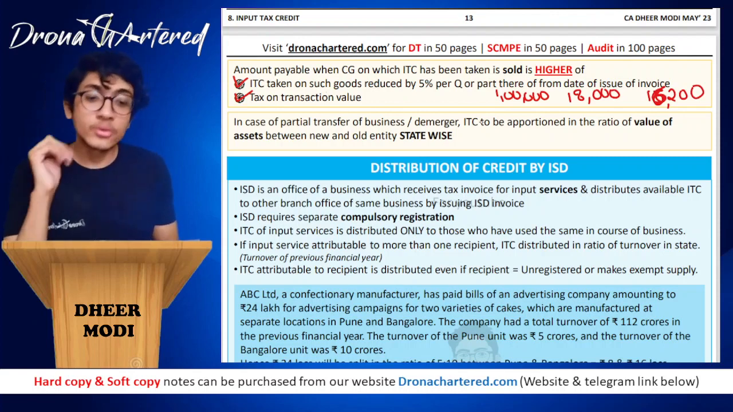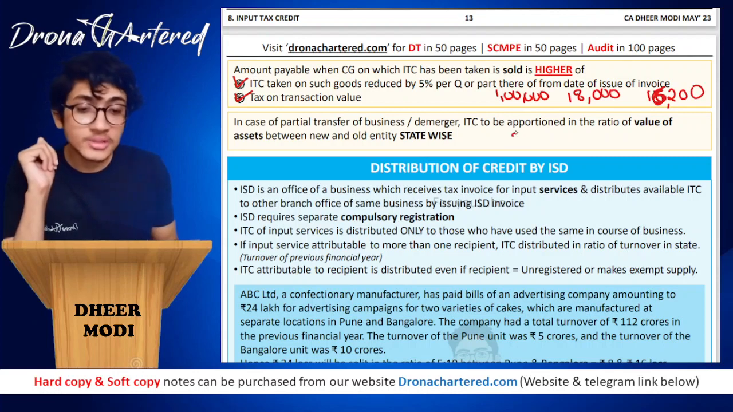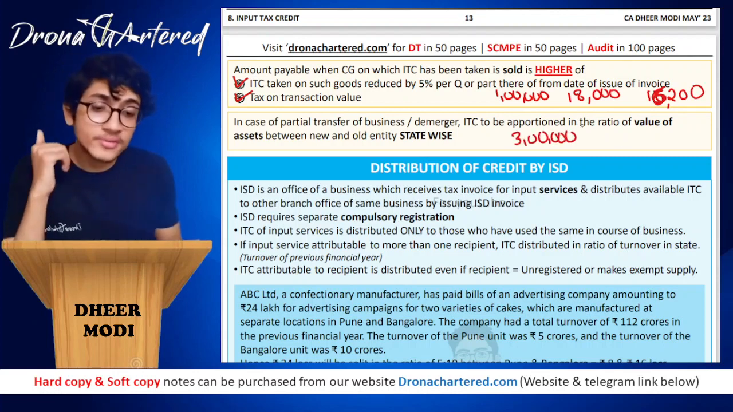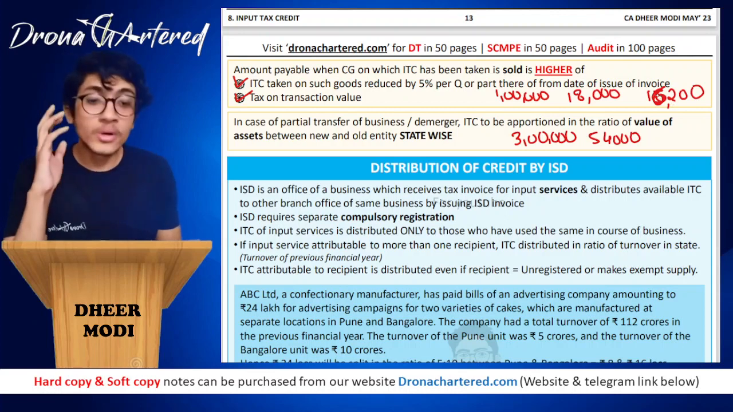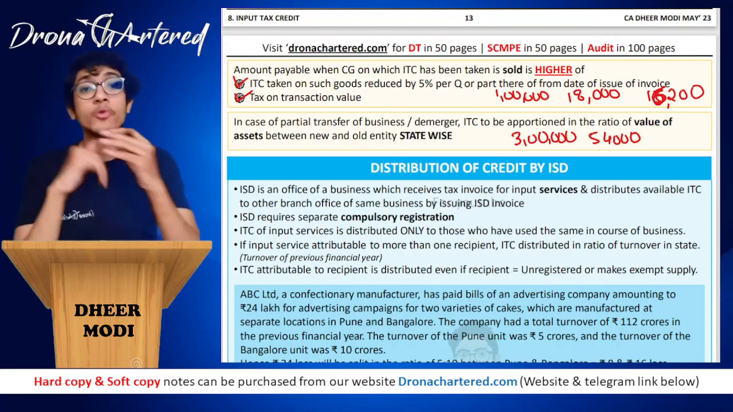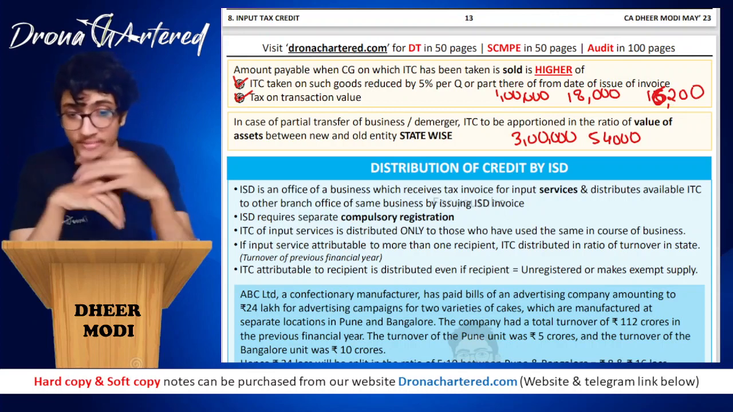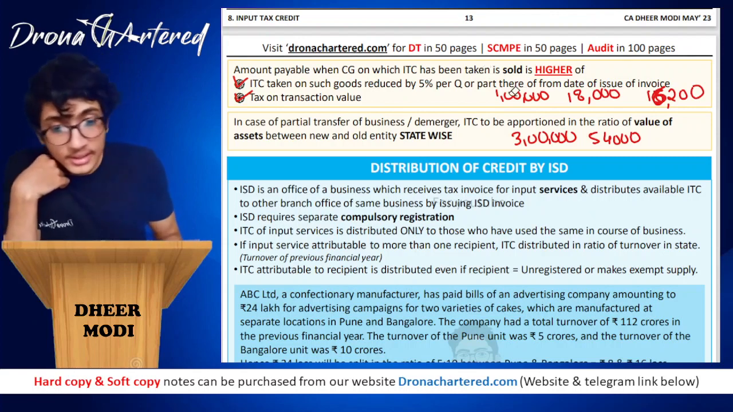And for example, I sold this machinery for 3 lakh. Now the GST component of 3 lakh at the rate of 18% will be what? 54,000. Now 54,000 or 16,200, whichever is higher, that will be my output tax liability in case of this transaction. Clear? I hope you got it.